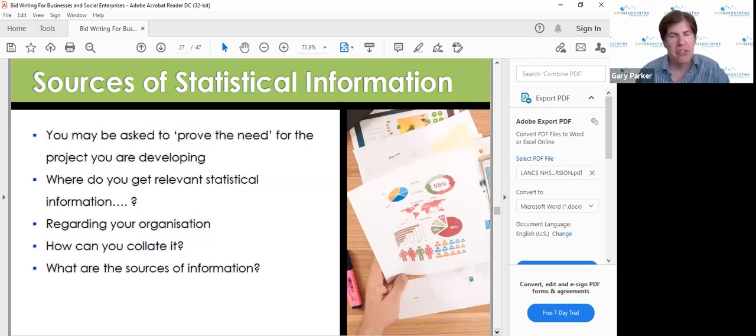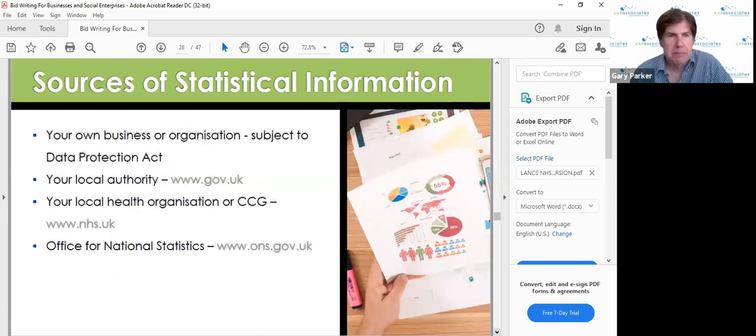I mean, obviously with health projects, you can talk to the NHS. I don't know whether Lucy puts stats out there or her department, but there's certainly a whole number of official sources you can get information from as well. So, your own business or organisation, subject to the Data Protection Act. Remember, with data, there are rules and regulations about this. Your local authority, so if you're in Preston, it will be preston.gov.uk, and the NHS and clinical commissioning groups.